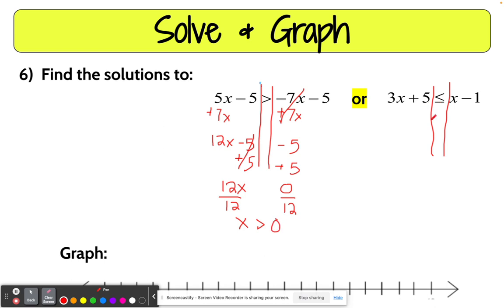Let's look at my other one. You can see the ors can be longer than the ands. Go to the bigger party, 3x here, 1x here. So I'm going to get rid of this 1x by subtracting x from both sides. I have 2x plus 5. And on this side, my x cancels out, and I'm left with -1. Let's subtract 5 from both sides.